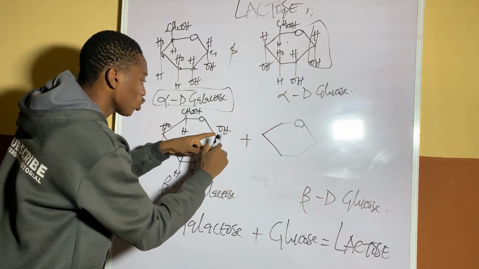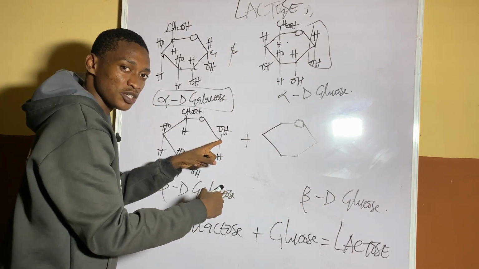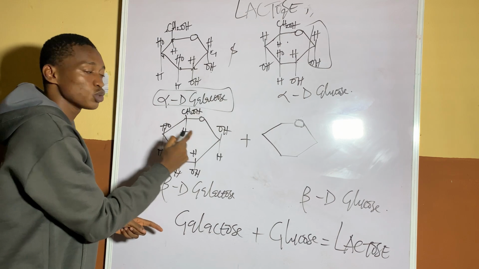Why is it a beta? Because of the what? Carbon 1. In the carbon 1, OH is up, H is down. Are you getting what I'm saying? So when you see a particular sugar in this Haworth structure, and the OH is up, the H is down, know that particular sugar is what?